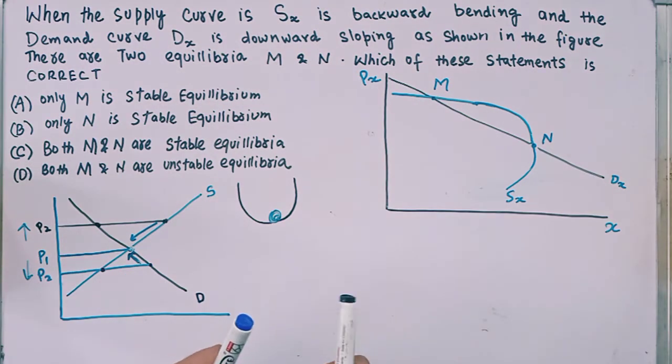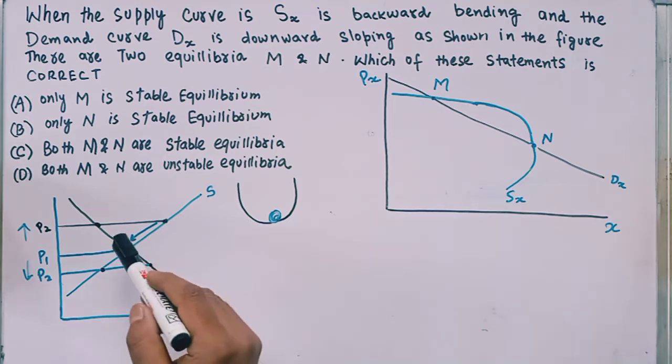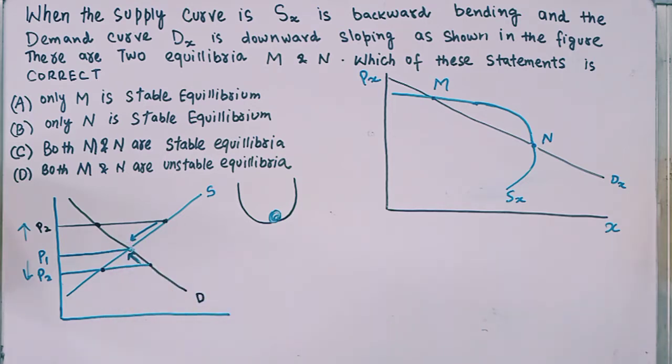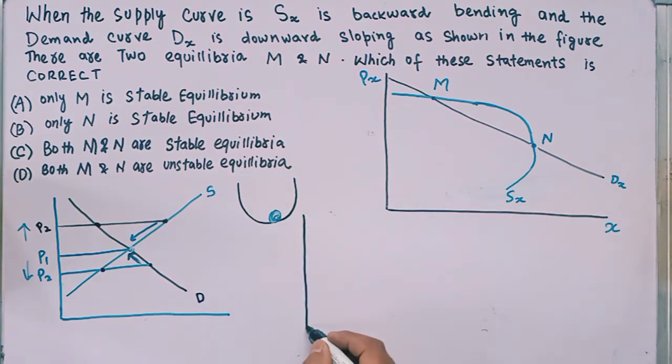Now let us see what is meant by unstable equilibrium. Equilibrium is said to be unstable when any disturbance in the equilibrium situation brings in forces which move the system away from it, and it is never restored. So any deviation from the old equilibrium, if it does not lead us back to the old equilibrium, we say the equilibrium is unstable. Let's cut it short and explain it with the help of a diagram.